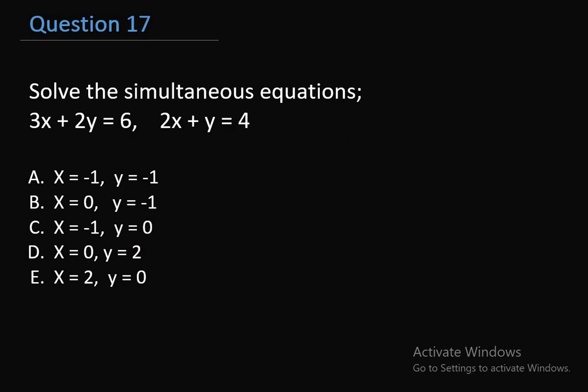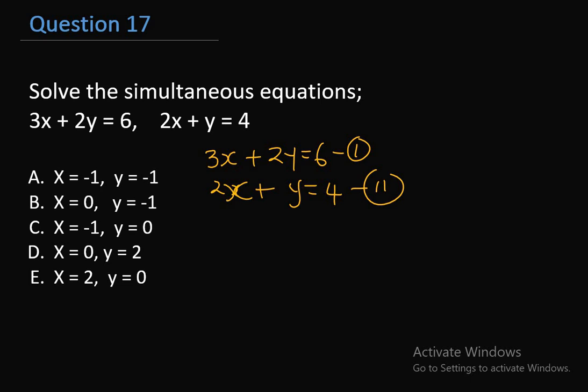Question 17. Solve the simultaneous equations. You have 3x plus 2y equal to 6. Let this be equation 1. Then we have 2x plus y equal to 4. Let this be equation 2. If you look at these equations, in equation 2, the variable y stands alone, isn't it? So I'm going to make y the subject of the formula from equation 2. So I'll move 2x to the right. So y will give me 4 minus 2x, and this will form equation 3.